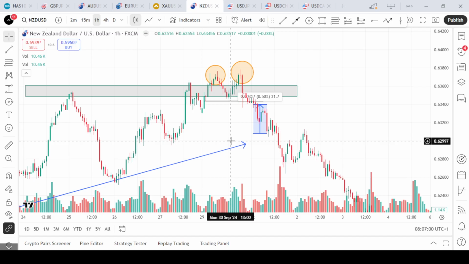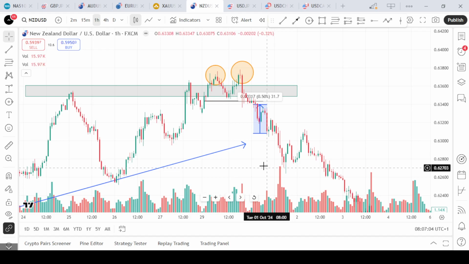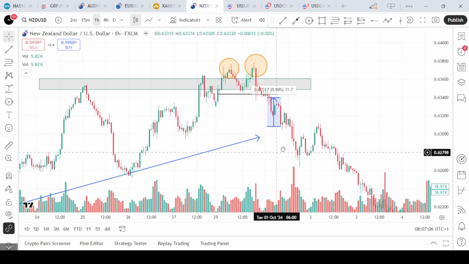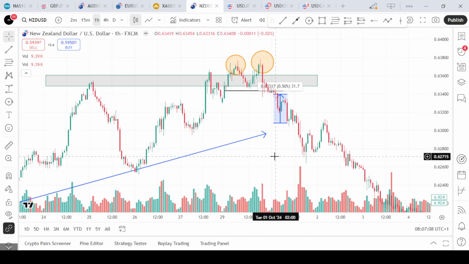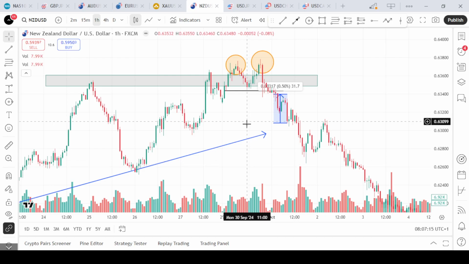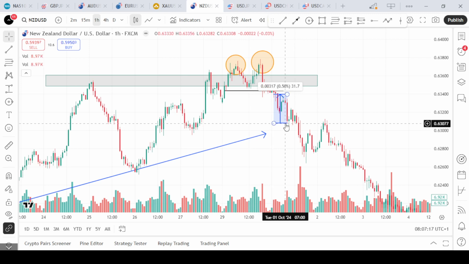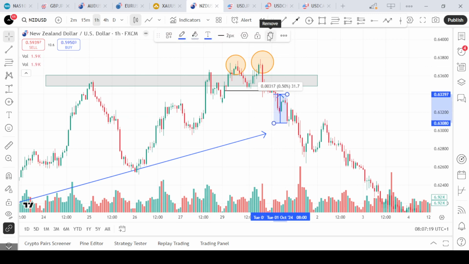Remember, risk management is essential in this strategy. Never risk more than a small percent of your trading capital on any single trade, use a stop loss order consistently, and aim for trades with favorable risk to reward, such as 1:2 or 1:3, as the case may be.